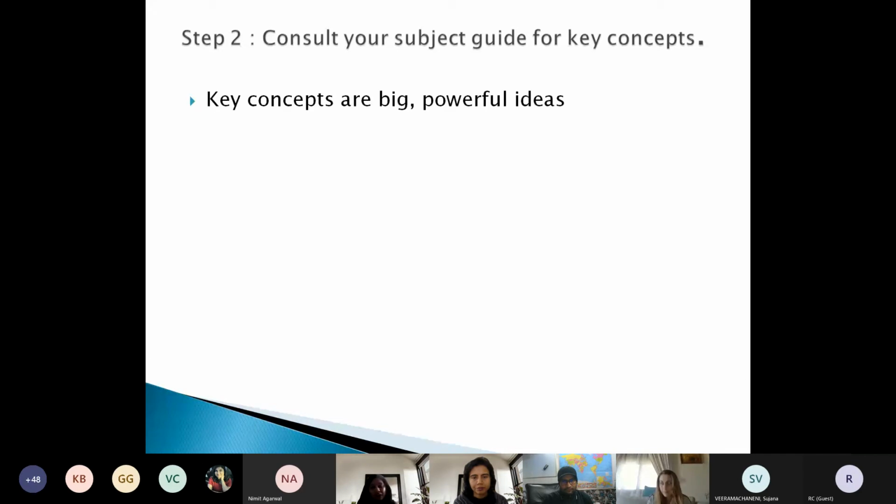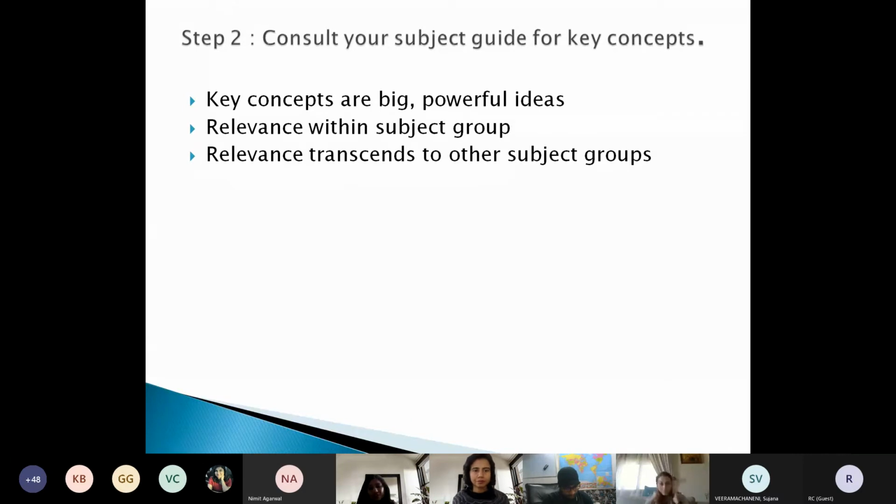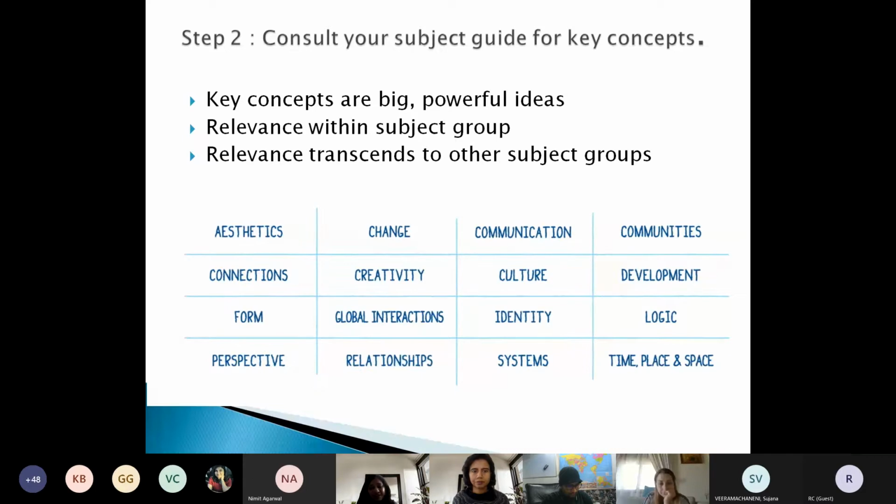So if I say key concepts are those big, powerful ideas that are relevant within the subject group and they transcend to other subject groups as well. And so here are those key concepts that can be used across the curriculum. Aesthetics, creativity, they are not bound by any particular subject, but can be used in various subject-specific disciplines, identity, logic.